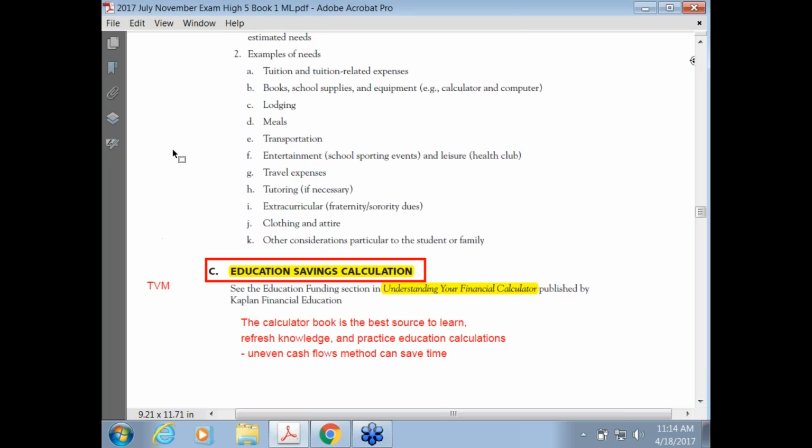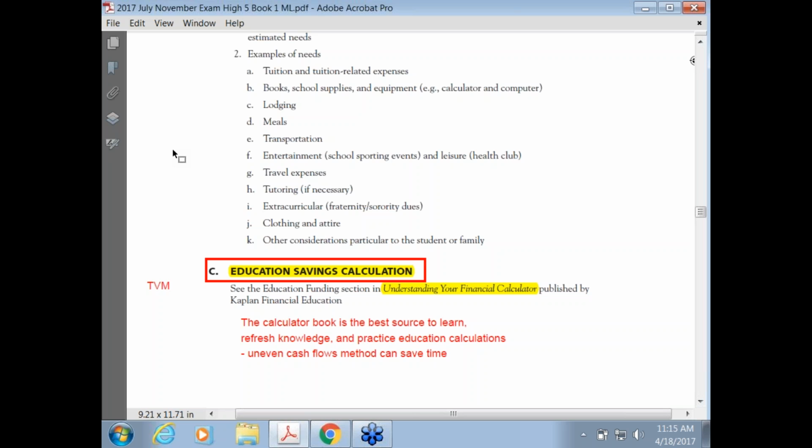And I think your best bet for education savings calculations, it may have been a while since you've done these, is your financial calculator book. It's the best source to go in and revisit the steps in the various approaches you could take, and it also has practice questions. For any of the calculator items, that book is great because it gives you keystroke by keystroke instruction for all these common calculations for the exam. And then there's a couple hundred practice questions in the back of that book if you need to refresh your memory or strengthen it on these different calculator pieces.